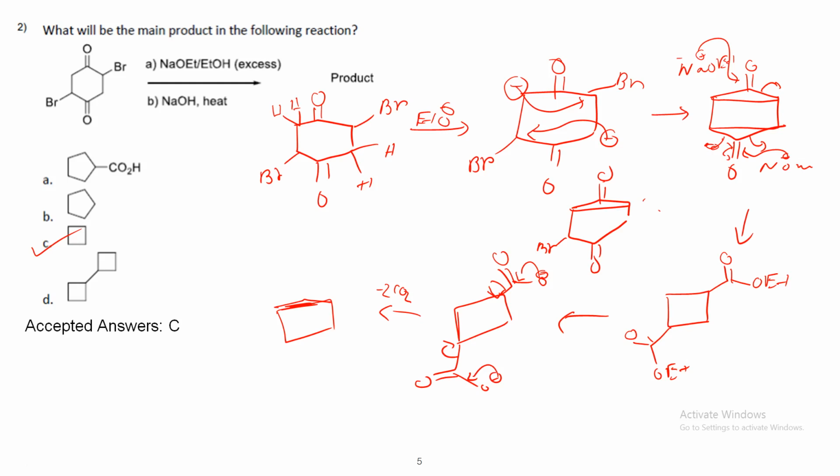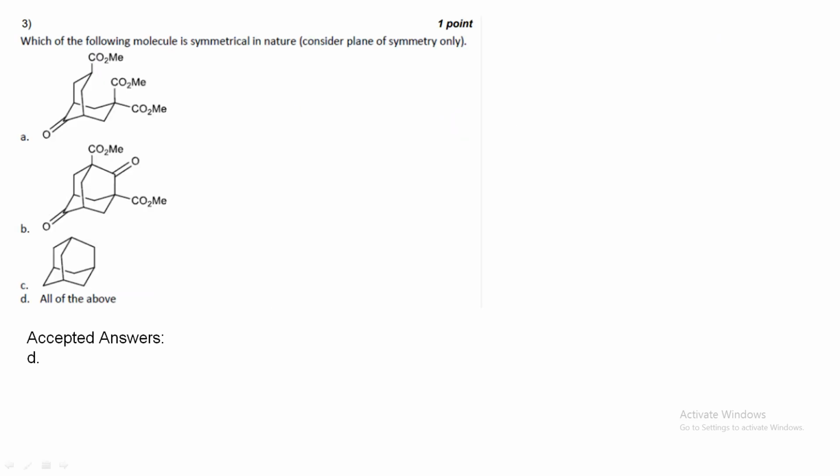Okay, so moving forward to the next problem. It is quite an easy one. Which of the following symmetrical molecules have a plane of symmetry? We will try to find the plane of symmetry in each molecule, and the one that has it should be the right answer. So this is quite easy. We just need to look for sigma planes, and if the molecule has one, it is symmetric.